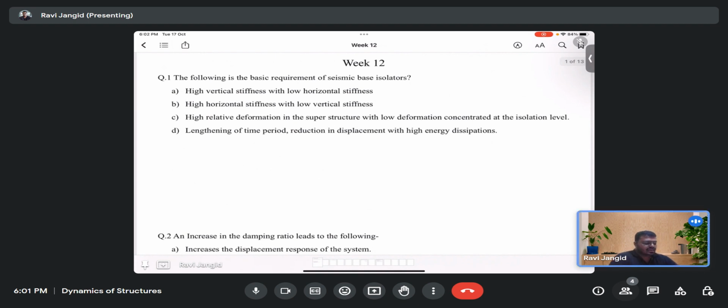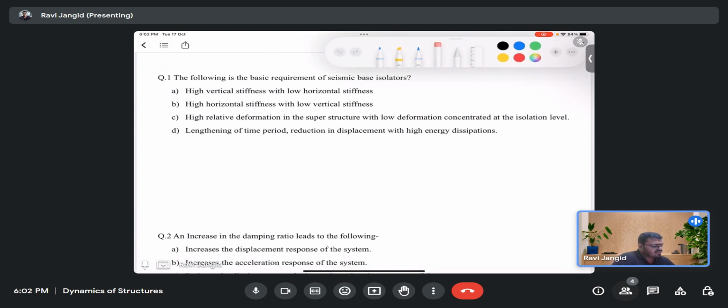In this session, we will have some objective type questions and then the analysis of the base isolated building. We will discuss them one by one. The first question is: the following is the basic requirement of the seismic isolators. What are the basic requirements for base isolation?